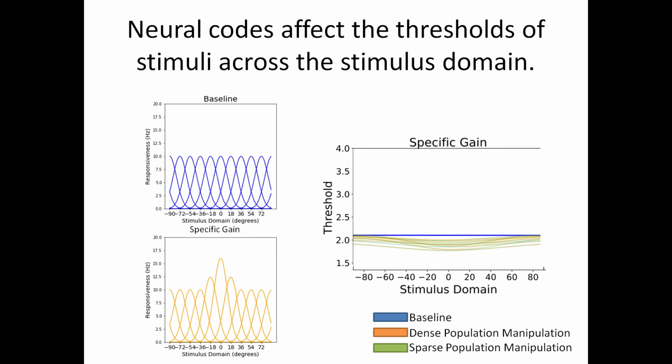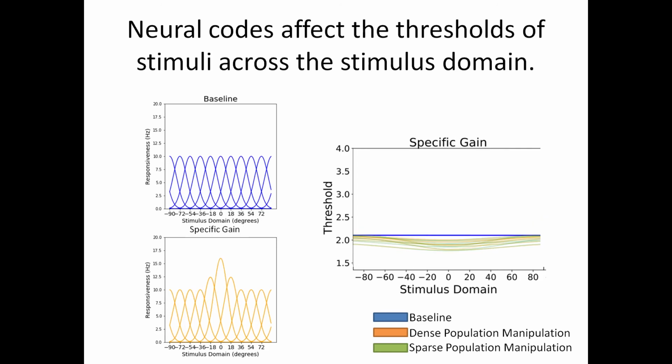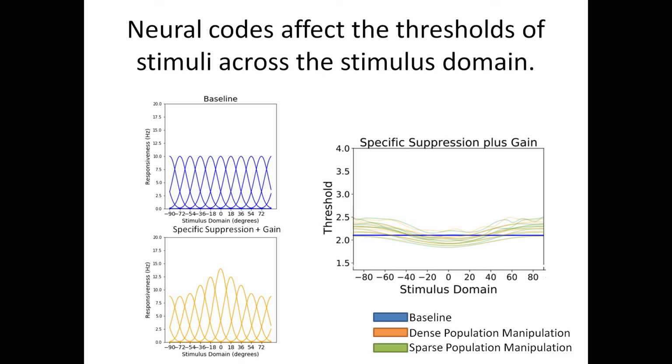As expected, the simulation suggests that neural codes affect the psychophysical thresholds across the stimulus domain. By comparing how the baseline thresholds change relative to each manipulation effect, you can distinguish each manipulation. As an example, you can observe the difference in the manipulation effects between specific gain and specific suppression with gain. The thresholds for specific gain are always at or better than baseline. The thresholds for specific suppression with gain are worse than baseline at the edges of the domain.